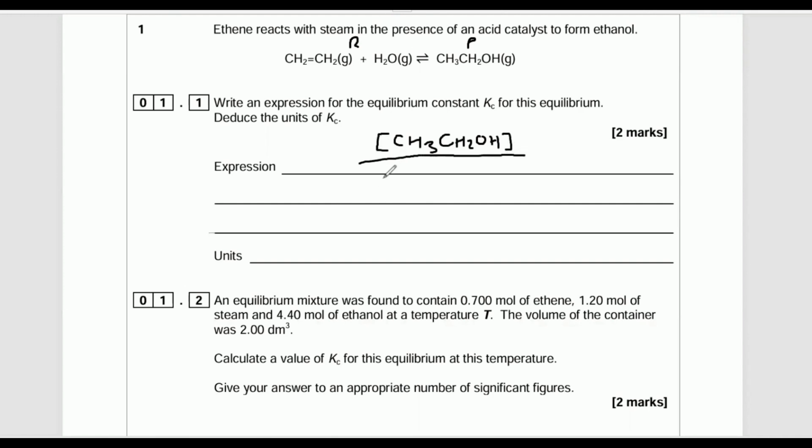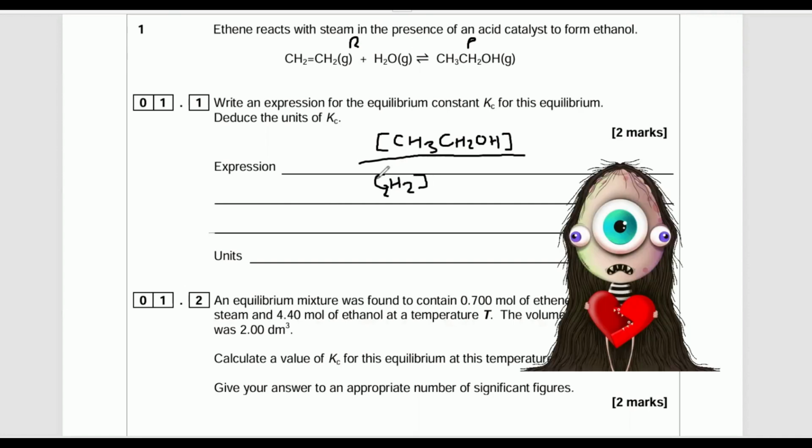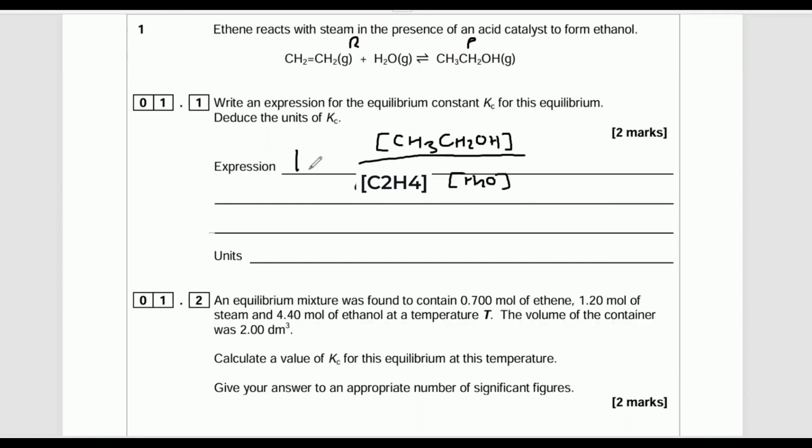And then this is going over the top of C2H4 and then H2O. And that is Kc. So Kc is equal to the product over the reactants. Notice there are no coefficients, so I don't need to put to the power of for any of these. The next step is calculating the units.